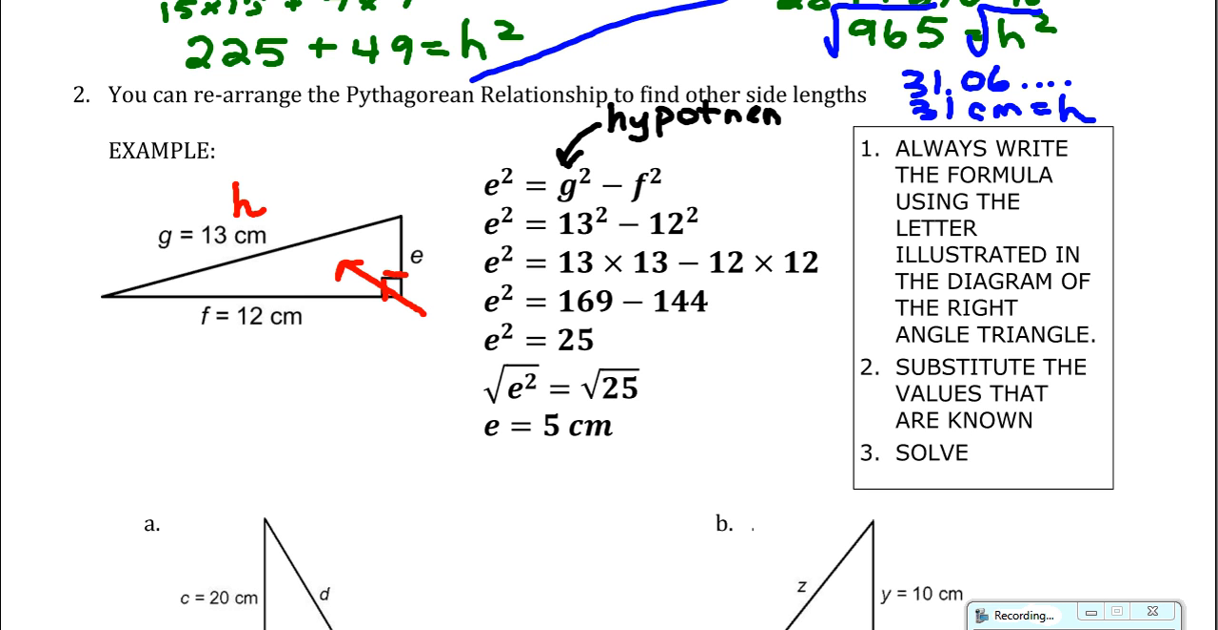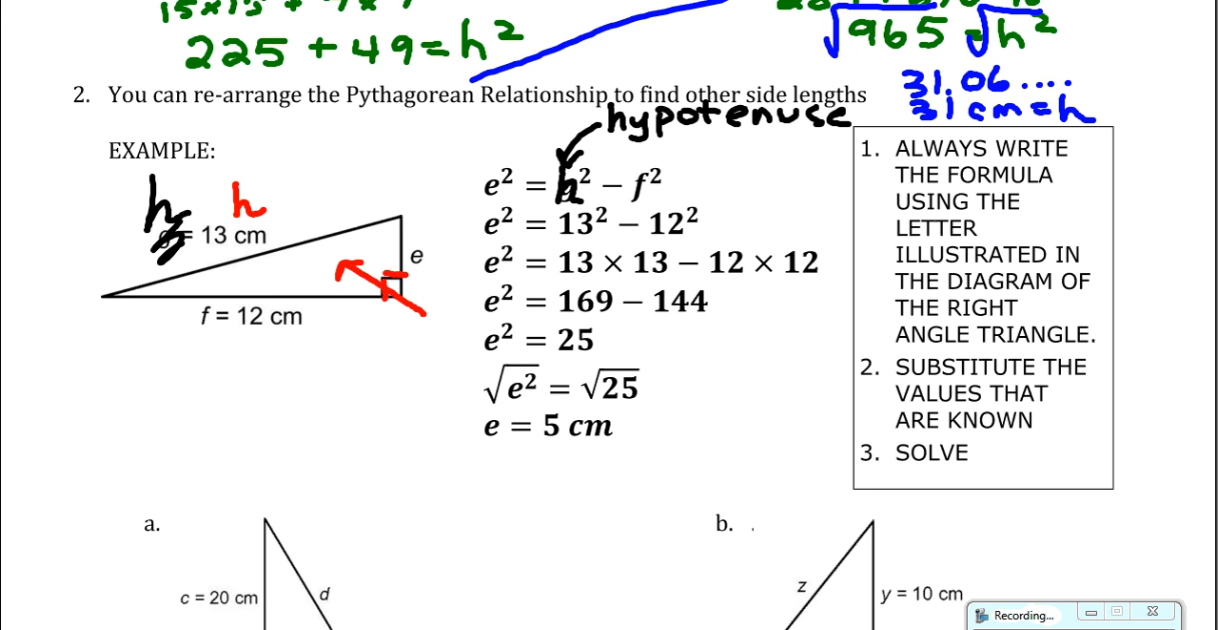Oops, I can't spell. So maybe let's change that. Let's change G to H, because otherwise it's going to be confusing. Again, more letters flowing around, right? Doesn't matter what letters you use. Let's try to always use H for hypotenuse. And so we have the hypotenuse, and we're going to take away the square of the smaller side length.